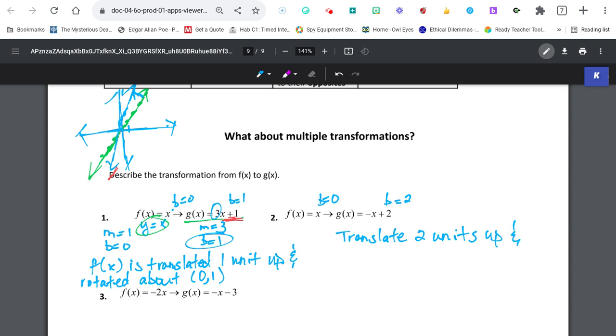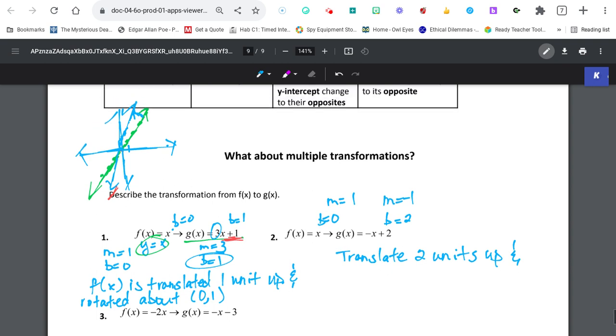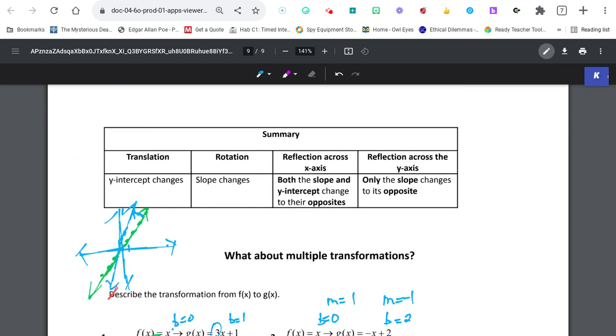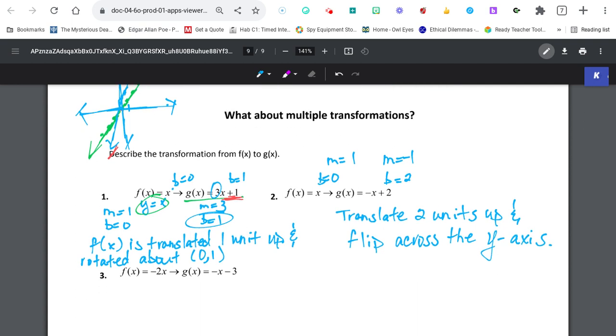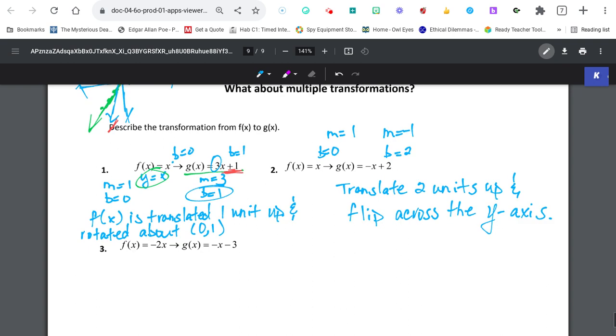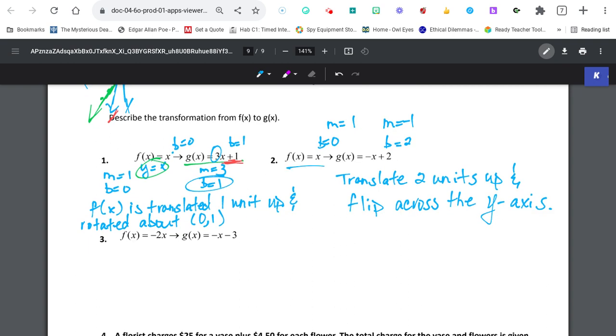And look at the slope. The slope has gone from positive 1 to negative 1. So what happens when the slope changes to its opposite? When only the slope changes to its opposite, it's a y-axis reflection. So what's going to happen is it's going to slide 2 units up, and then it's going to flip across the y-axis. That's what the new graph will look like compared to the original graph.